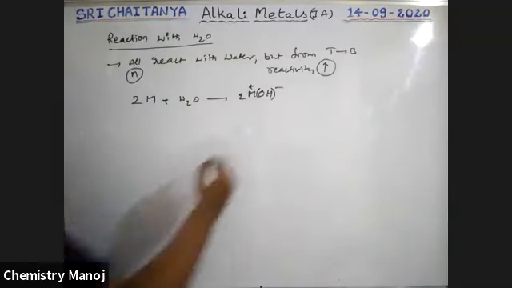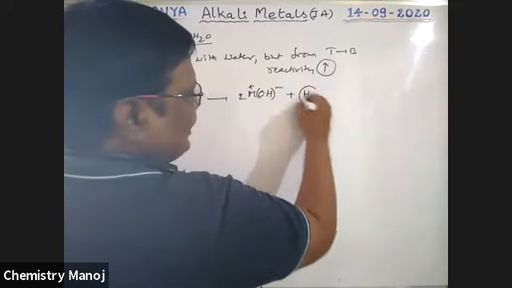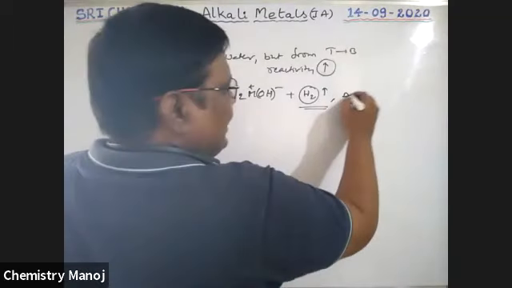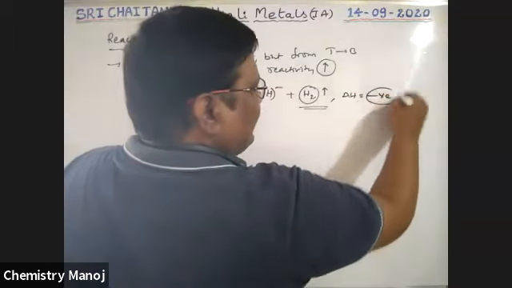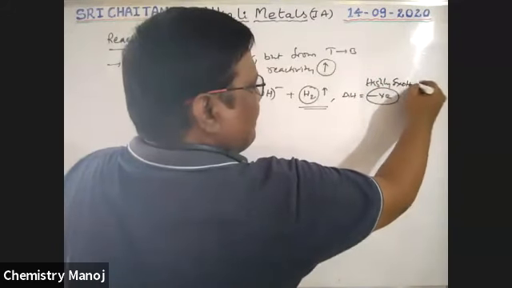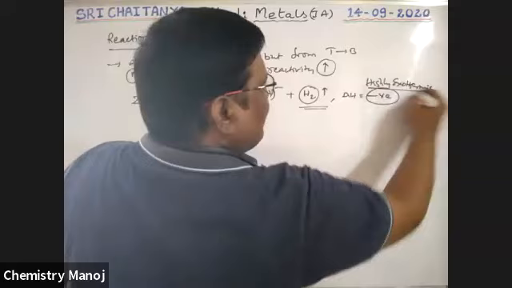Metal hydroxide and hydrogen gas evolve. So this reaction has a negative delta H. It is highly exothermic. A huge amount of energy will be released.